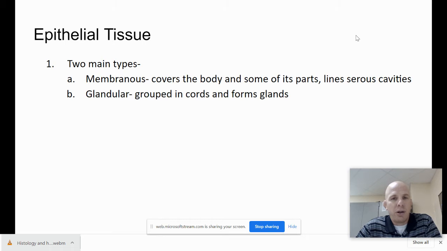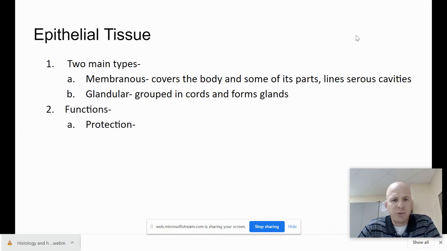Then I have glandular epithelium. If you think of a gland, you can think of a sweat gland or a sebaceous gland, which secretes oil, or a thyroid gland or adrenal gland. Right? There's a lot of glands in the body. They're made of glandular epithelium, and we'll have a big discussion about those, like I said, later in the unit.